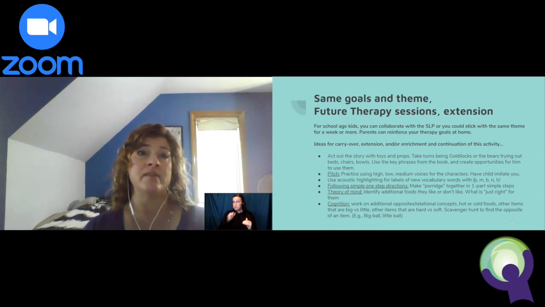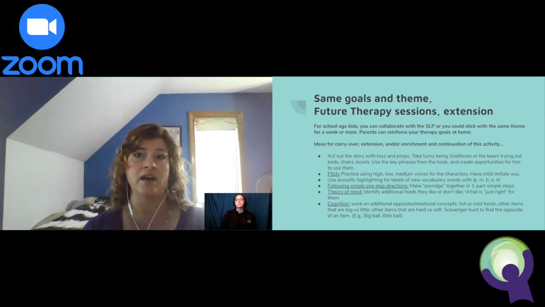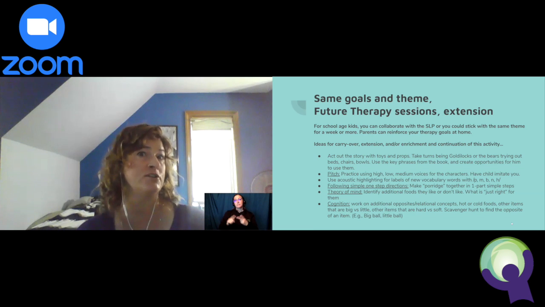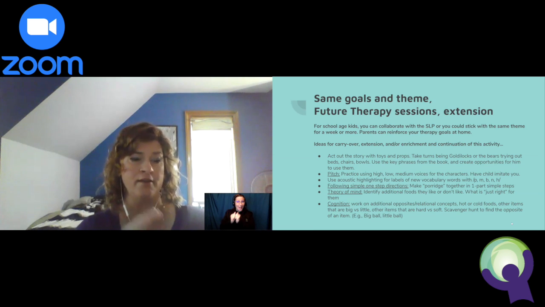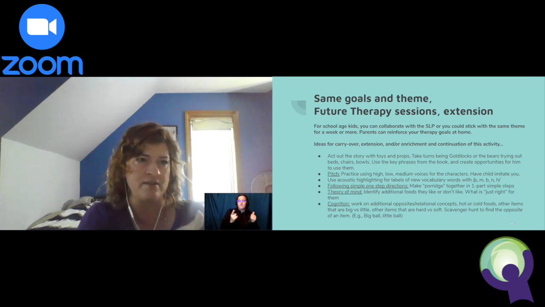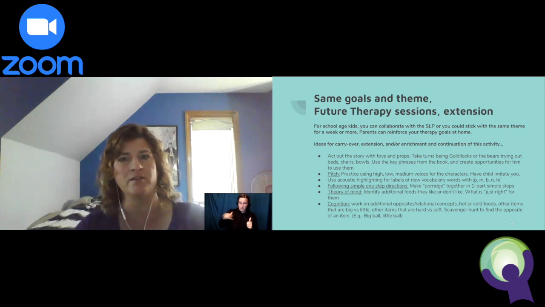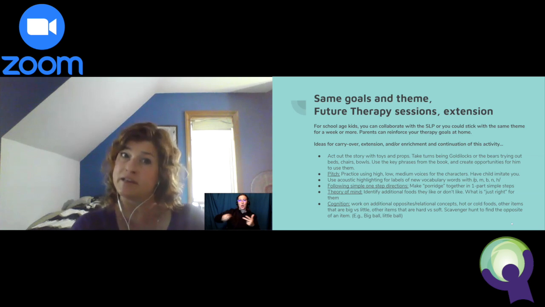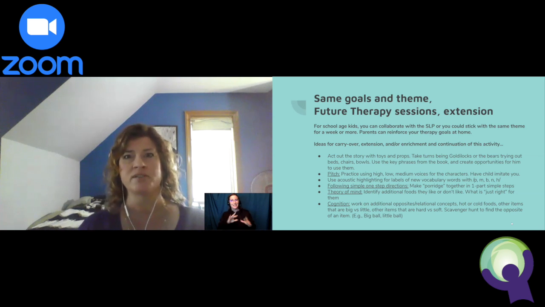Ways to use that same theme again. So, some extensions on the theme, or working on it for a few more sessions or weeks. You can act out things. You can maybe make an activity next time where you're making porridge together and working on a 3-step sequence. Each step is very simple, like pour the oatmeal, one step, and then stir the oatmeal, one step, or whatever, so that you're working on an activity that's related to the story, but it builds more skills.